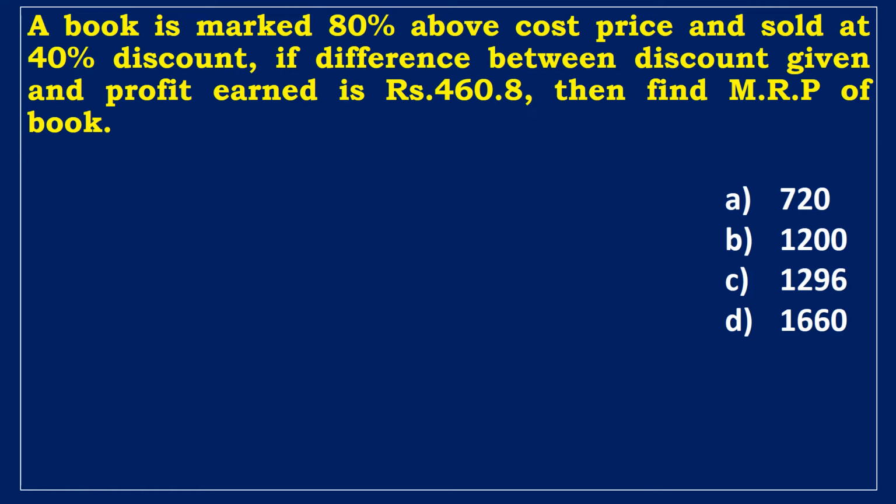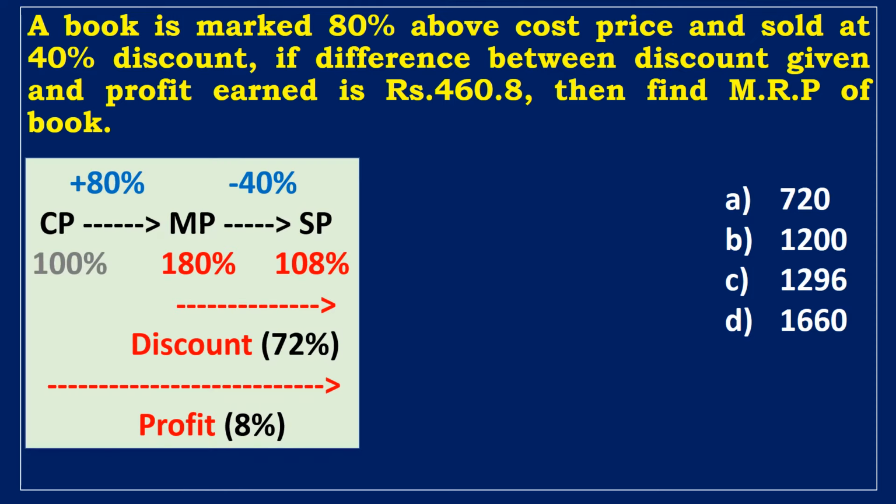Then find the M.R.P of the book. Let's assume the cost price of the book is 100%. A book is marked at 80% above the cost price, which means the marked price will be 180%. The book was sold at a 40% discount, which implies 40% of the 180 is 72%. Then, subtracting 72 from 180 gives 108%, which is the percentage of the selling price of the book.